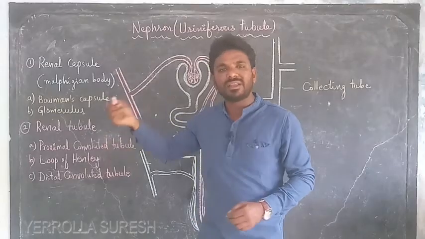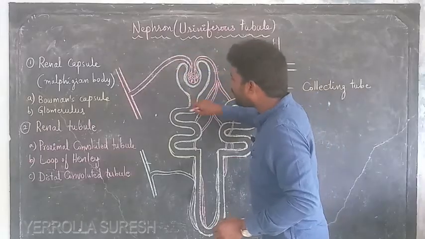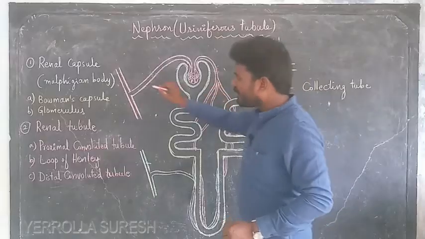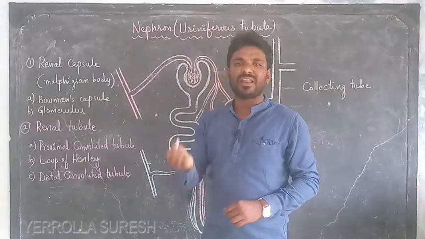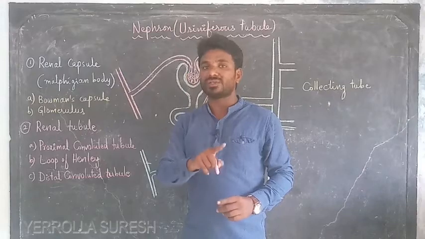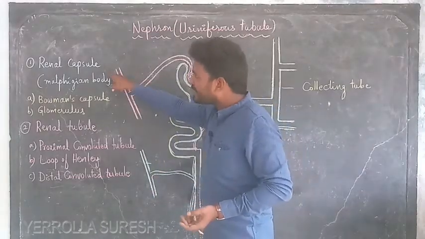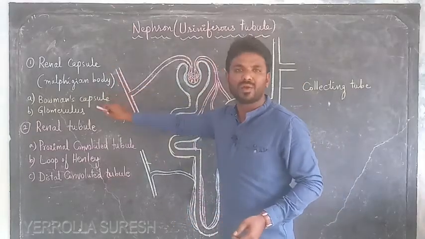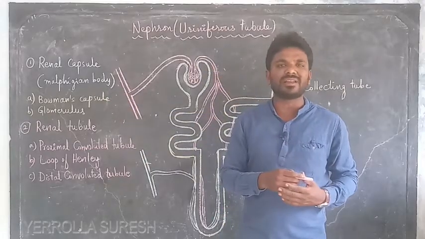First of all, what is renal capsule? Let us see. The first and foremost part, or the upper part, of a nephron is the renal capsule. This renal capsule is also known as Malpighian body or Malpighian capsule. Now, renal capsule again has two parts in it. They are Bowman's capsule and glomerulus. Bowman's capsule and glomerulus are collectively known as renal capsule.